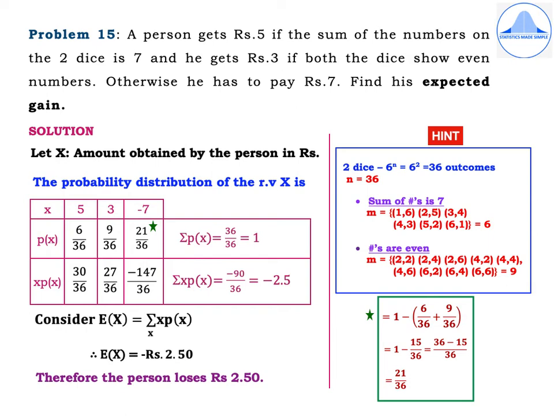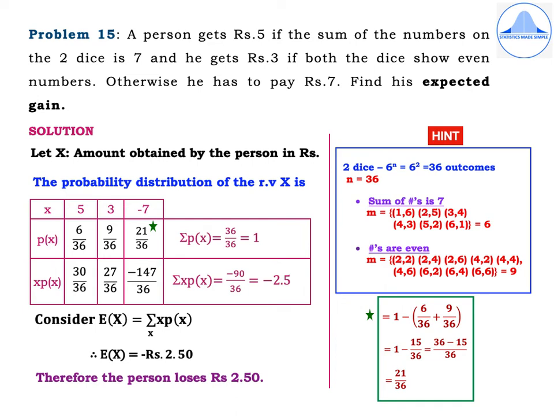This we will require to find out the corresponding probability. Then they have also mentioned that if both the dice show even numbers, then he gets rupees 3. So under the heading numbers are even, the favorable outcomes are M equal to, open the flower bracket, and list down the pairs of observations where both the numbers are even. So it is (2,2), (2,4), (2,6), (4,2), (4,4), (4,6), (6,2), (6,4) and (6,6). So the total number of favorable outcomes is 9.